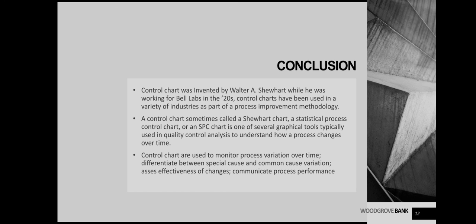In conclusion, control chart was invented by Walter A. Shewhart while he was working for Bell Labs in the 20s. Control charts have been used in a variety of industries as part of process improvement methodology. A control chart, sometimes called the Shewhart chart, statistical process control chart or an SPC chart is one of several graphical tools typically used in quality control analysis to understand how a process changes over time. Control charts are used to monitor process variation over time, differentiate between special cause and common cause variation, assess effectiveness of changes, and communicate process performance.